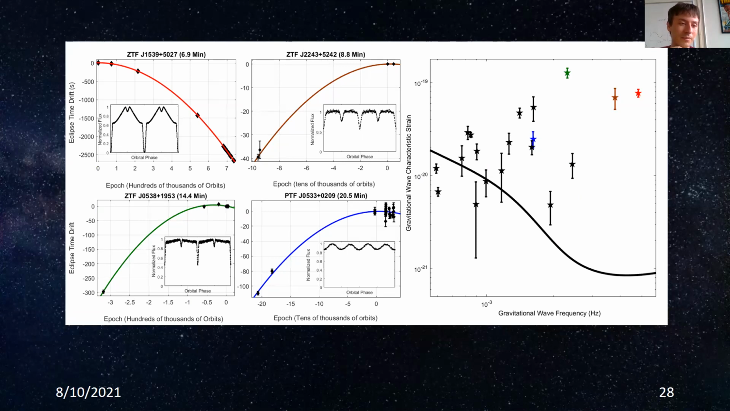In the case of the 7-minute, you can see here that eclipse time is drifted by 2,500 seconds. You might say, wait a minute, 6.9 minutes is shorter than 2,500 seconds. What are you talking about? It's not that the period has changed by 2,500 seconds, it's that the eclipse time has drifted compared to a constant orbital period. What that basically means is this system has actually skipped several orbital cycles as a result of its shrinking period compared to a system that doesn't have a shrinking period.